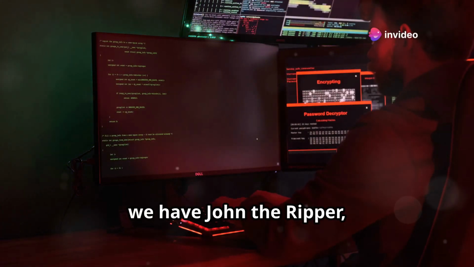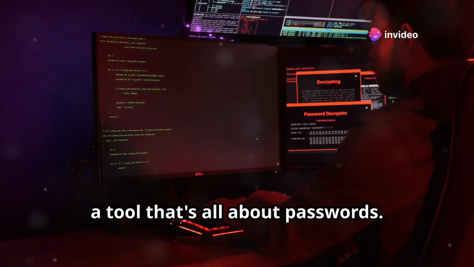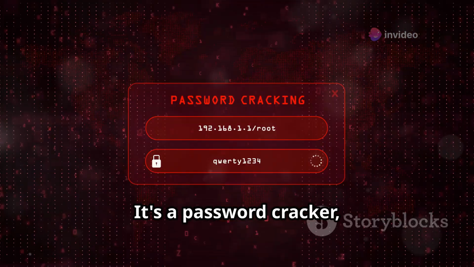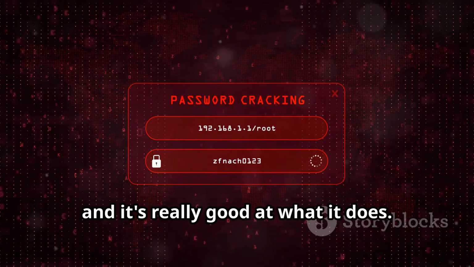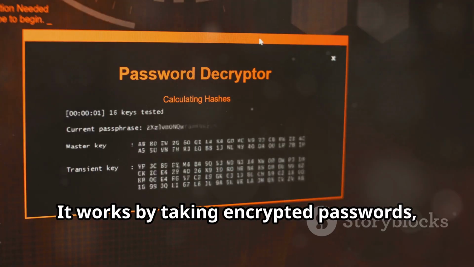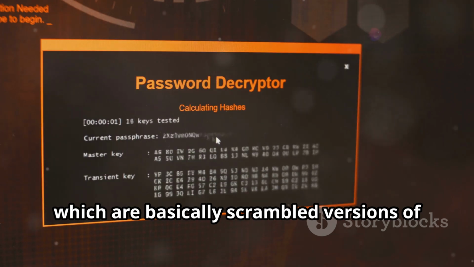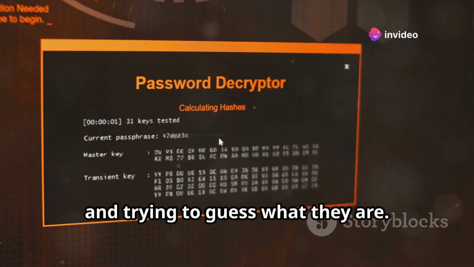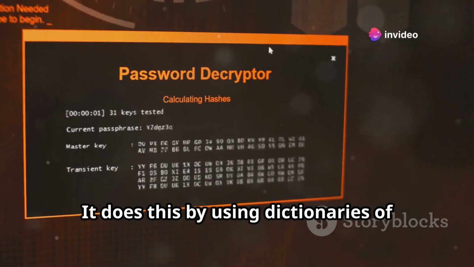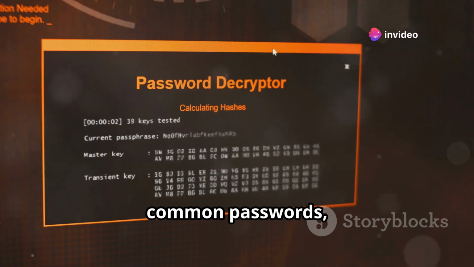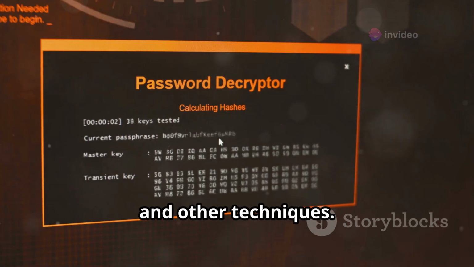Moving on, we have John the Ripper, a tool that's all about passwords, specifically cracking them. It's a password cracker, and it's really good at what it does. It works by taking encrypted passwords, which are basically scrambled versions of your actual password, and trying to guess what they are. It does this by using dictionaries of common passwords, brute force methods, and other techniques.